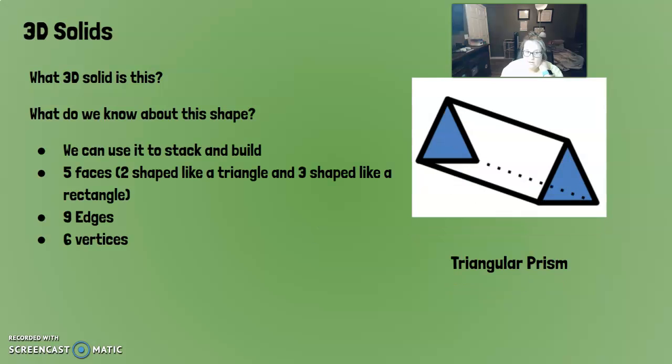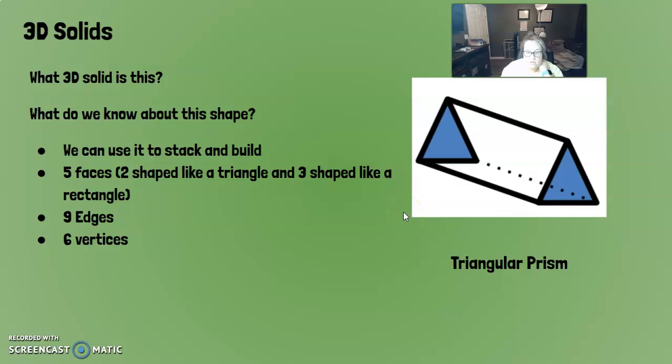Well, I know that I can also use this to stack and build. I know it has 5 faces. 1, 2, 3, 4, 5. 2 of them are shaped like a triangle. The other 3 are shaped like rectangles. It has 9 edges. 1, 2, 3, 4, 5, 6, 7, 8, 9. And it has 6 vertices. 1, 2, 3, 4, 5, 6.